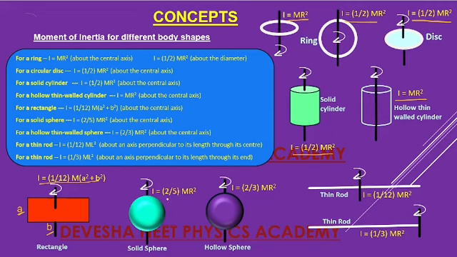If you have a solid sphere, it is 2 by 5 mr square, where r is the radius of the sphere.